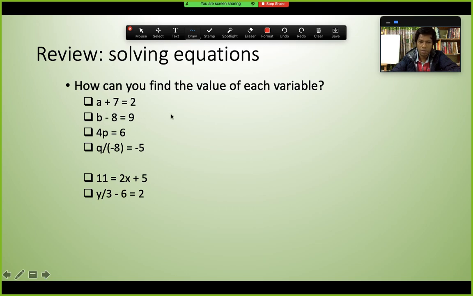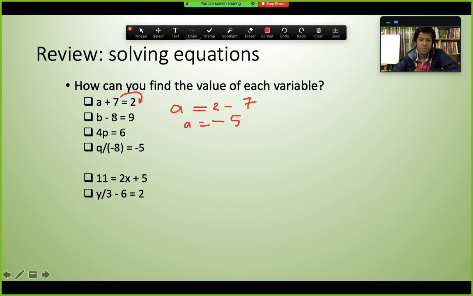So how can we find the value of A? This 7 we have to send to the other side, where it becomes plus 7. So if we subtract 7 from both sides, we will get the solution. So A equals 2 minus 7. In other words, the answer will be minus 5. A equals minus 5.